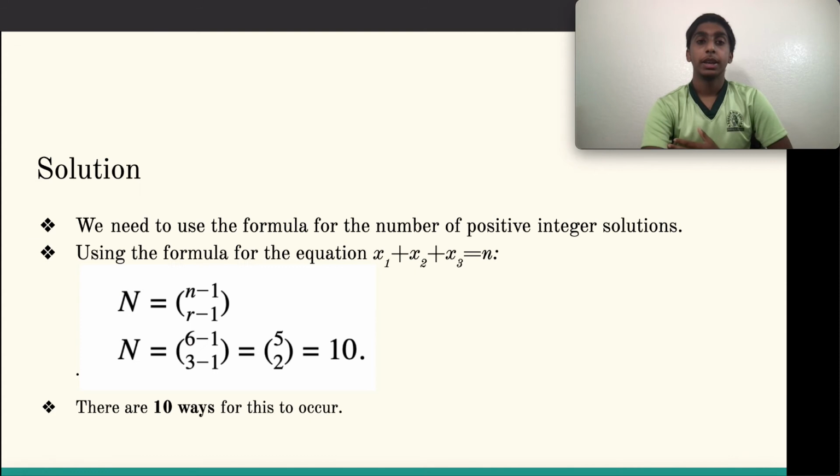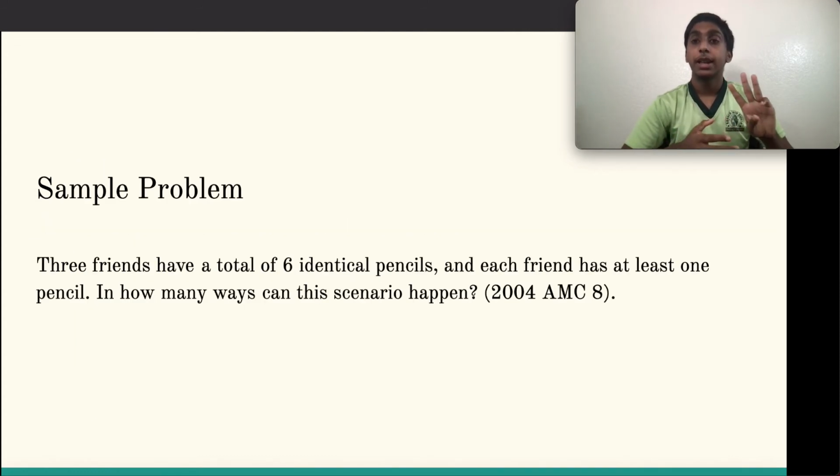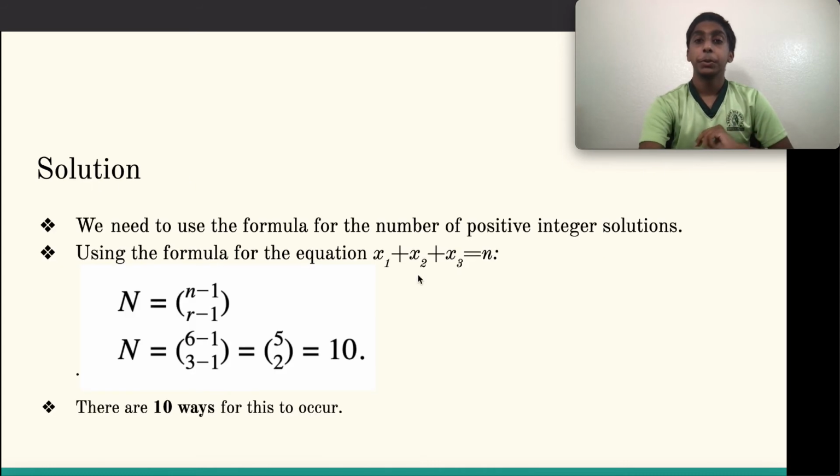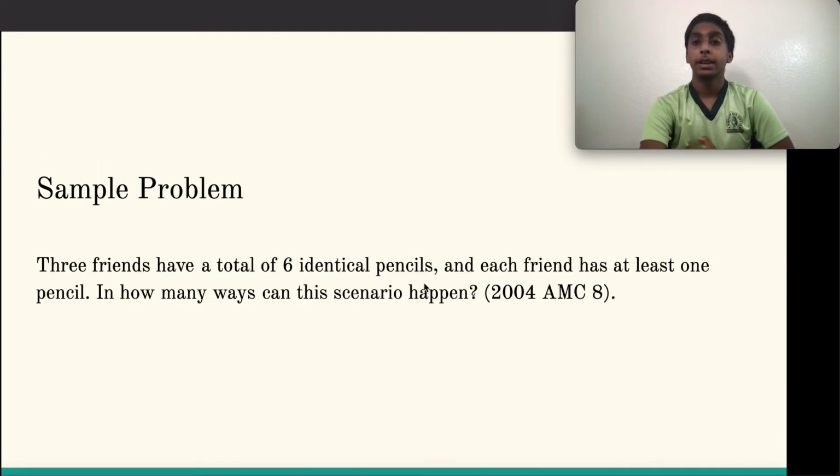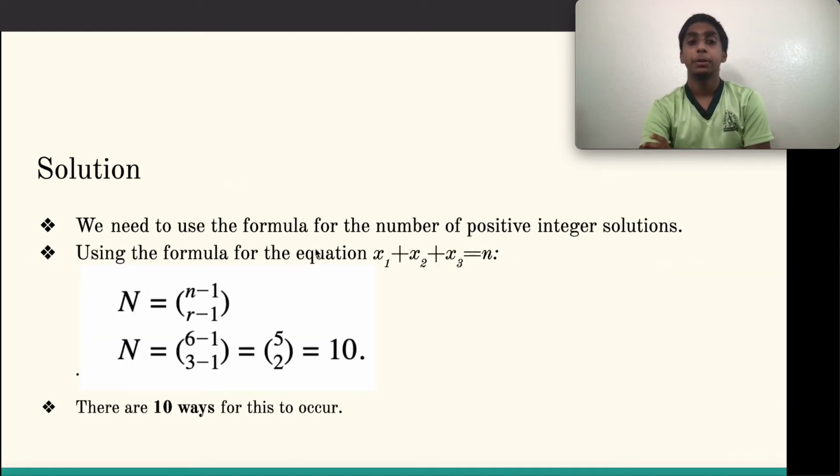So if I scroll back here, my problem only gives me 3 friends. So that means I only need x1, x2, and x3 is equal to n. N is the sum. Here, it says that there's 6 identical pencils. So x1 plus x2 plus x3: x1 is the number of pencils the first girl has, x2 is the number of pencils the second girl has, and x3 is the number of pencils the third girl has. When I add all these up, I get my sum of n, which is simply equal to 6.